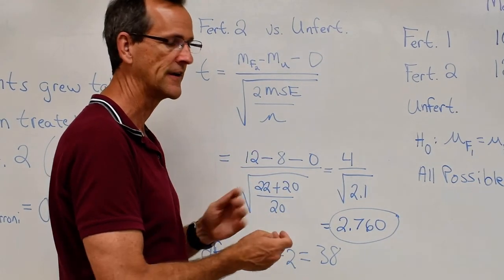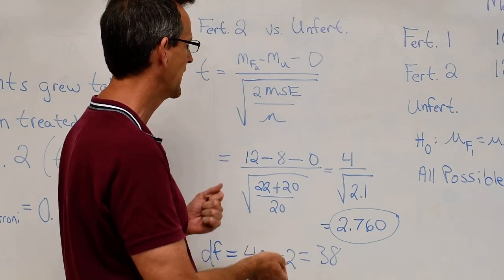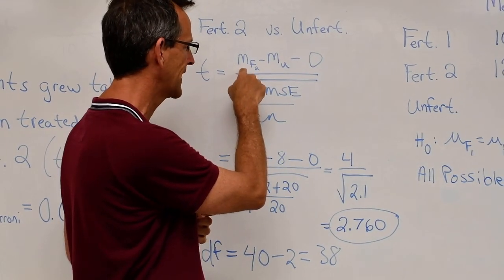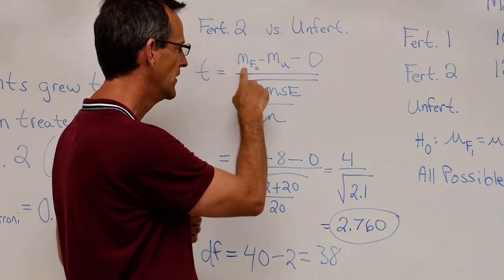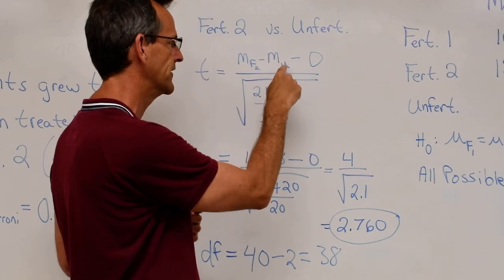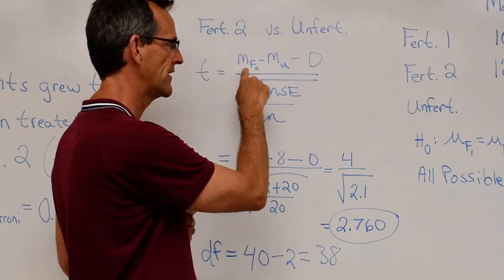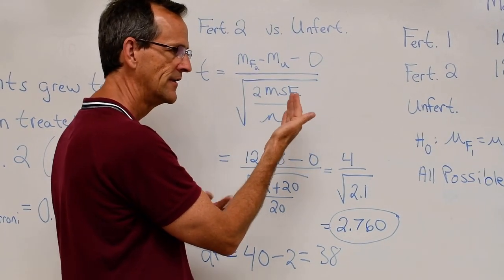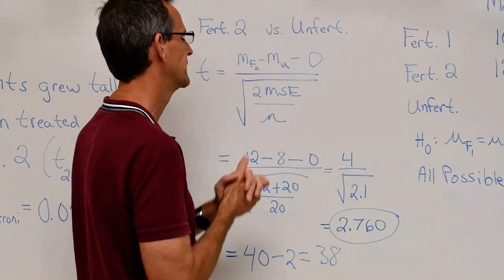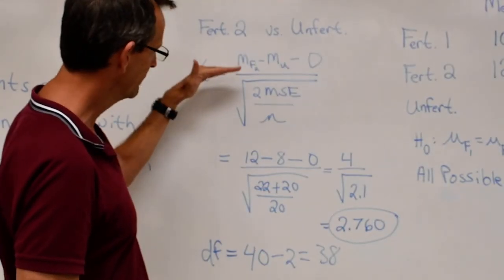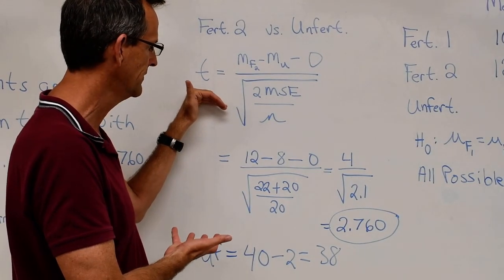That is necessary because we're using the same sets of data multiple times. For example, we're using the data for the second fertilizer twice. We're going to use that data to compare to the unfertilized data, but we're also going to use that data to compare to the other fertilizer. Because you're using the same data set multiple times, it inflates alpha. Here we have the formula that we're using for a t-statistic. This is the same formula you've seen before.